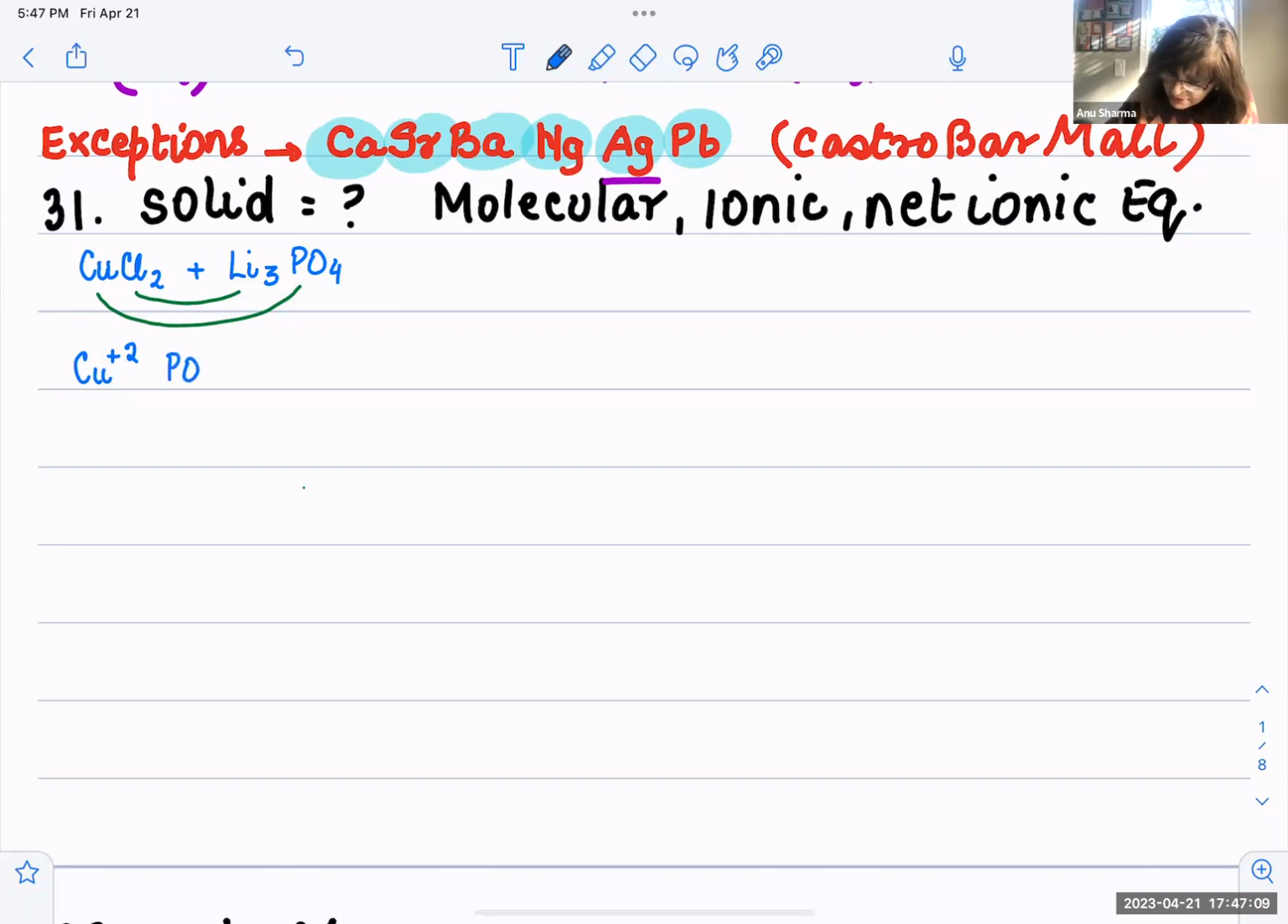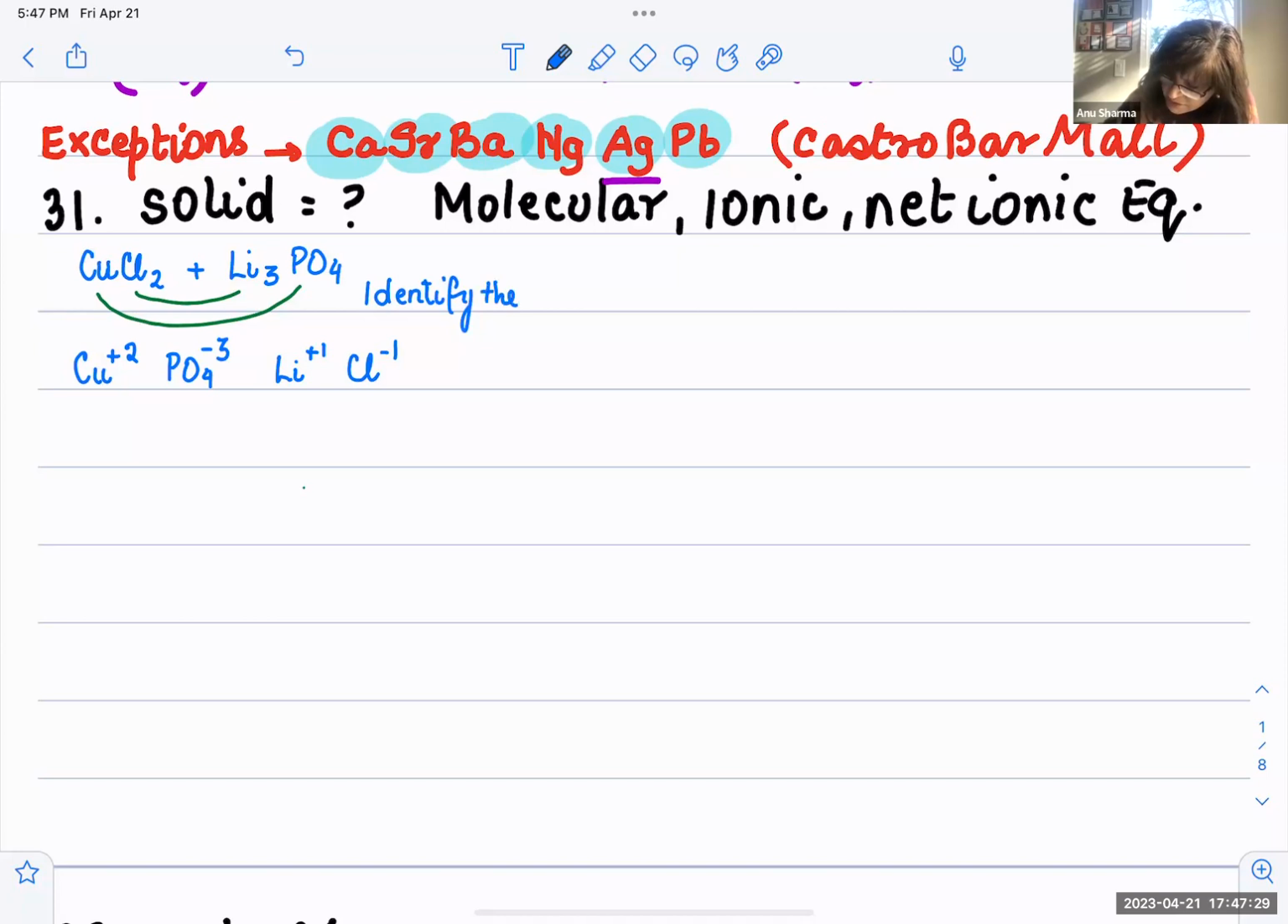All right, then comes the phosphate. Phosphate is a polyatomic ion. It has a -3 charge, so it's standard. On the other hand, lithium is in group 1A, so it will have a +1 charge, and it's combining with chlorine. Chlorine is in group 7A. So identify the charges.